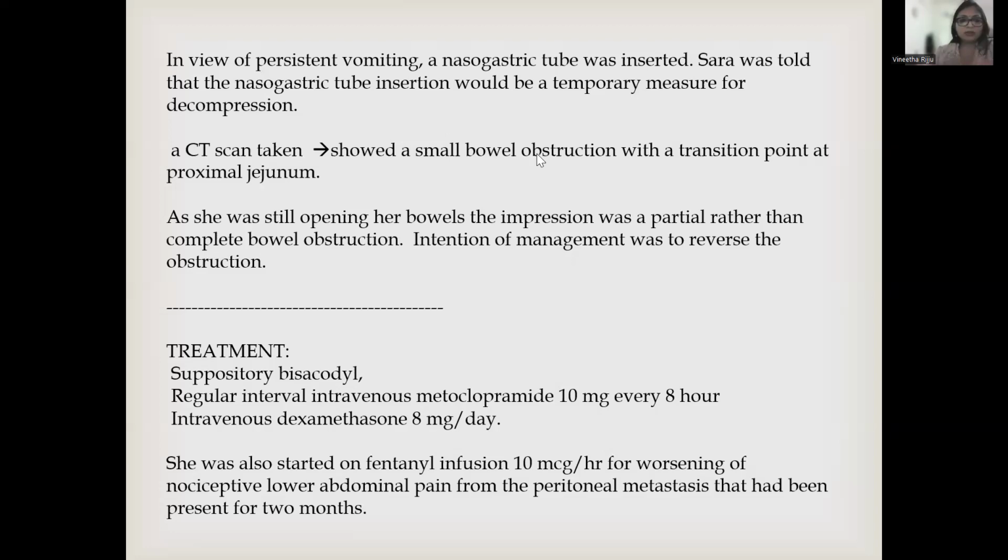Do you see something over here? The patient had vomiting, abdominal colic and constipation, right? So they did give a suppository of bisacodyl to address the small amount of fecal matter that she is able to pass, probably to help her more with that. And then again, regular interval intravenous metoclopramide is given. Now, what is metoclopramide going to do for Sarah when she has abdominal colic?